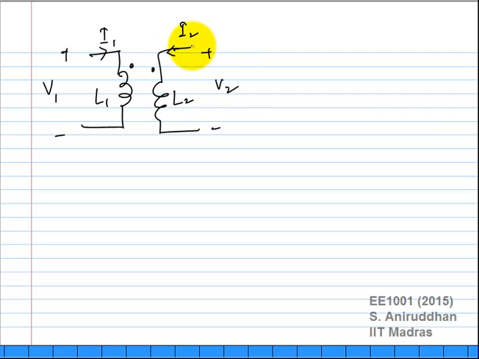What about a mutual inductor? Do you think it's active or passive? So we have seen all the basic elements. What about a mutual inductor? Is it an active element or a passive element? Huh? Passive. Why is that?